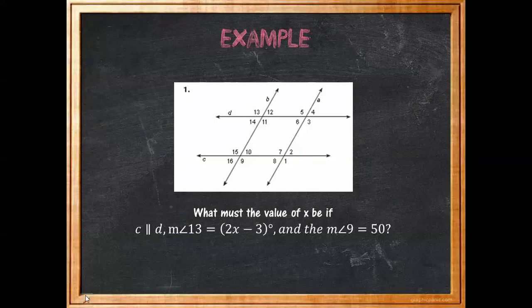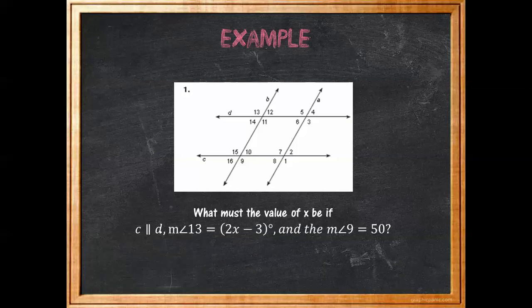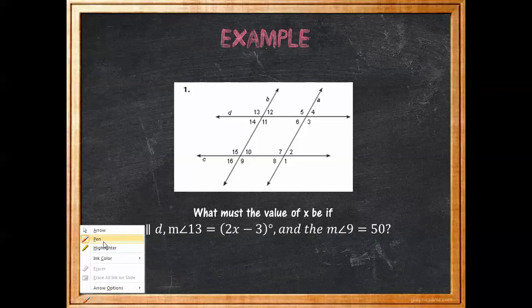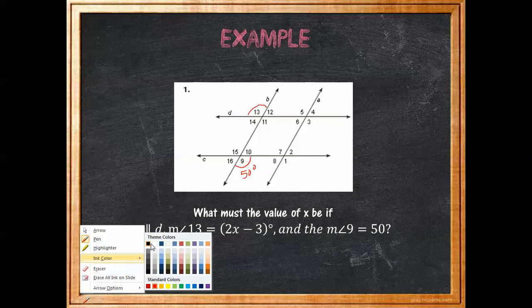On this last example, we're going to say, what must the value of x be if C is parallel to D and the measure of angle 13 is 2x minus 3 degrees and the measure of angle 9 is 50 degrees? So we know the measure of angle 9 here is 50 degrees, and we're looking at the measure of angle 13. If we look at 9 and 13, these are alternate exterior angles. So we know that alternate exterior angles have to be congruent.